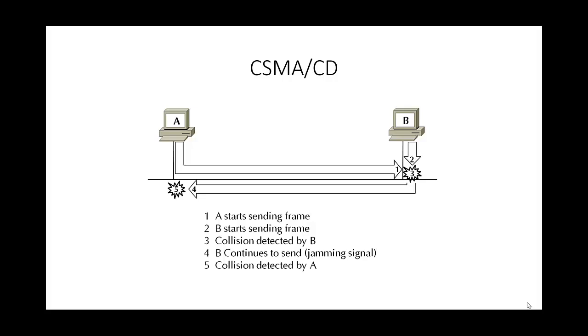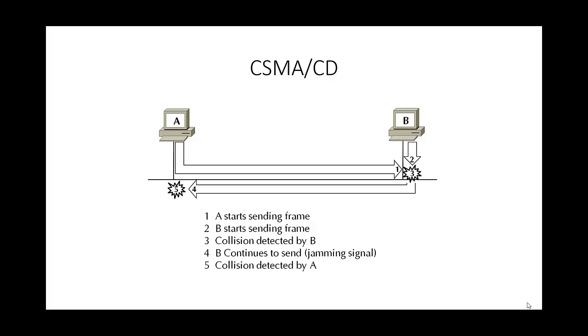The jamming signal achieves two things. Firstly, it allows the original sending station, shown as A in the picture, to detect that a collision has occurred. In order for this to happen, A must still be transmitting when the jamming signal arrives. That is why there is a minimum Ethernet frame size of 64 bytes. The other function of the jamming signal is to ensure that the frame being sent is detected as being corrupt by any other stations on the cable, and so will be discarded.